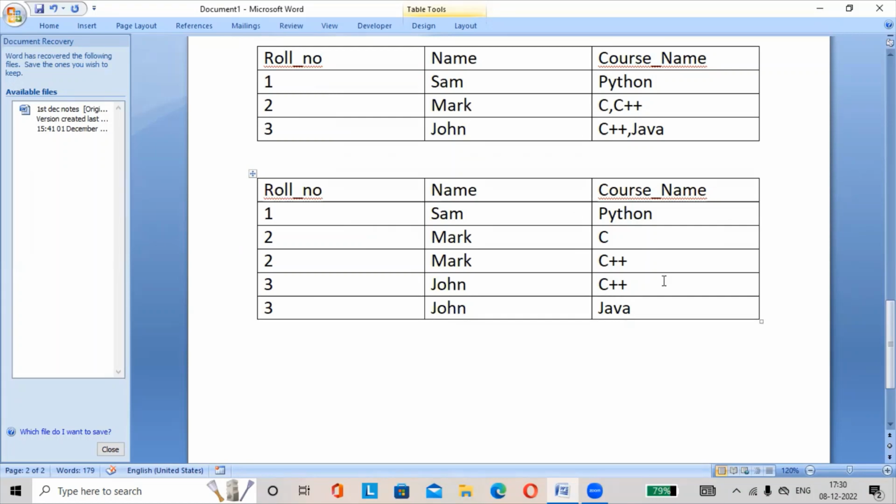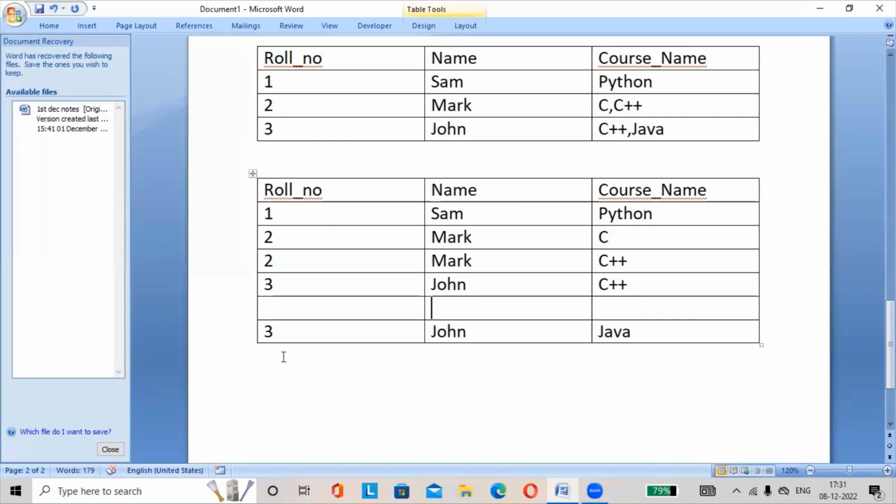Here a few values are getting repeated, but the course name is atomic for each row. Now the table is in first normal form. Yes or no? Now the table is in first normal form. Next we'll study about second normal form. Is it clear? Yes, ma'am. Madam, tell me once again.